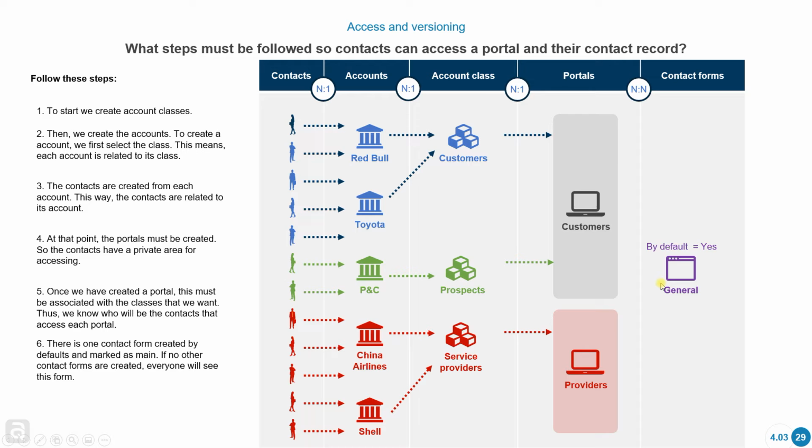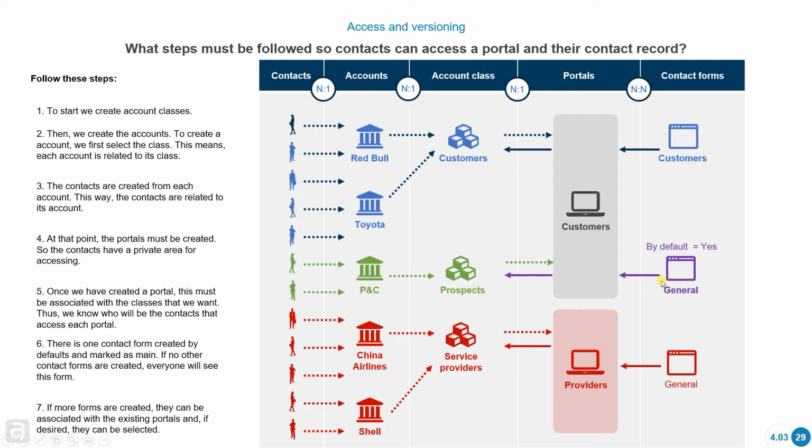And the same thing happens with the contact forms. I can create 1 or several forms. For example, here I have 3 different forms, and I can relate these contacts to these classes, and I can also relate these forms to these classes. This means that any contact that belongs to a certain class could see a specific portal and a specific form. If they don't have any related, they just see the one that is marked as default.